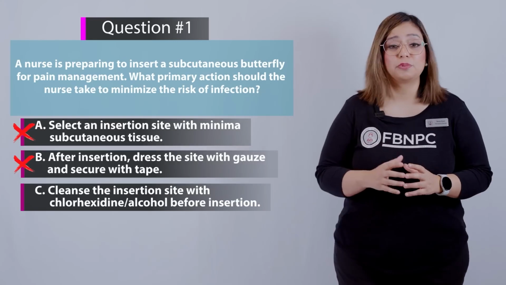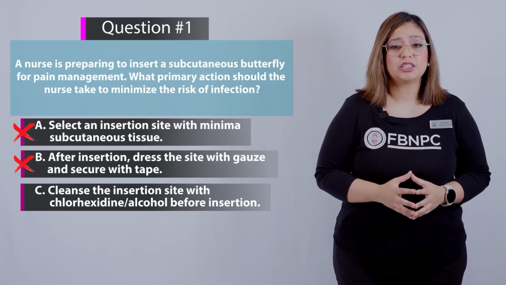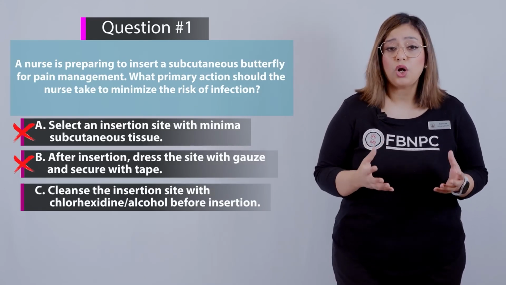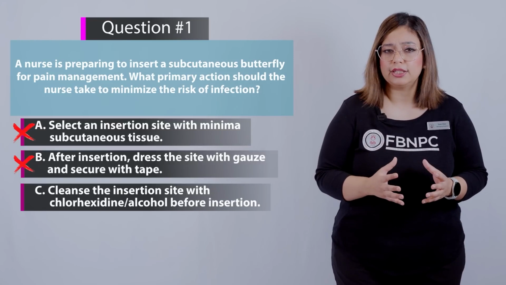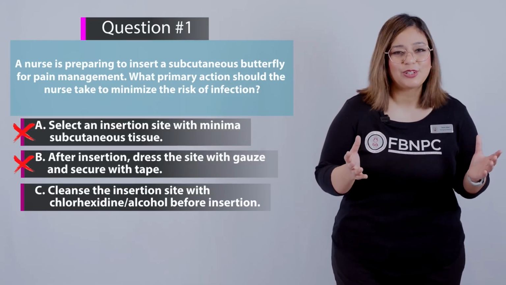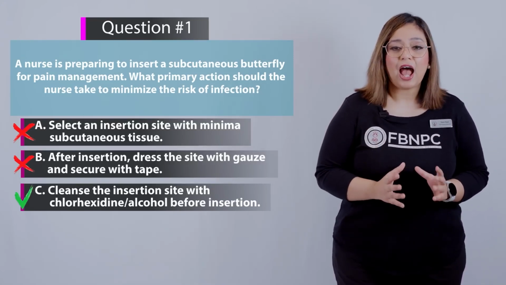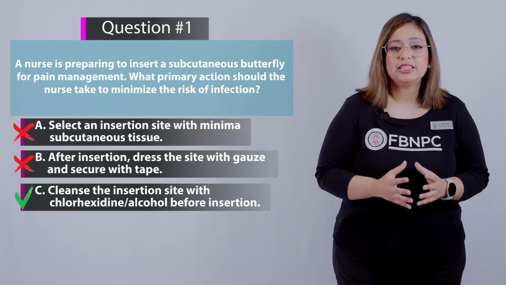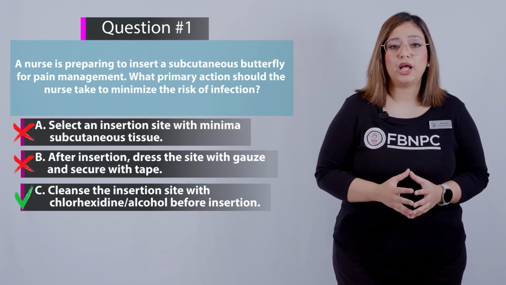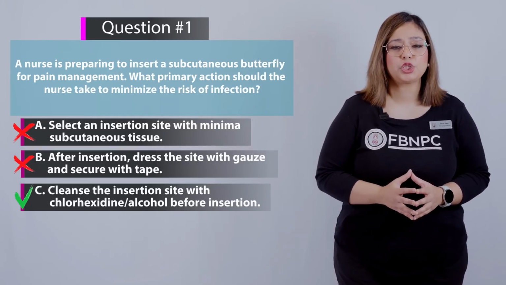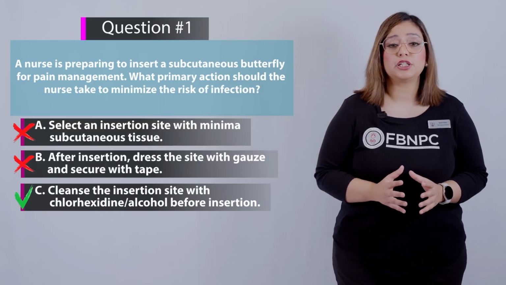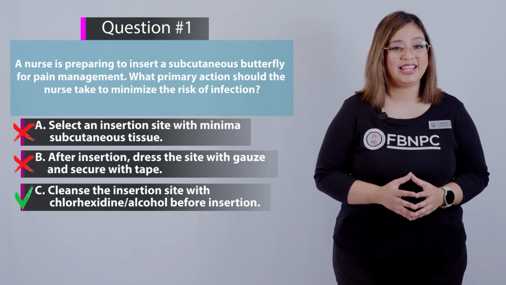Let's look at option C. Cleanse the insertion site with chlorhexidine or alcohol before insertion. What do you think? I think that's what you learned in the video. That is absolutely correct. This is a primary action by the nurse to cleanse the site with alcohol or chlorhexidine to reduce the risk of infection by decreasing the presence of microorganisms on the skin.